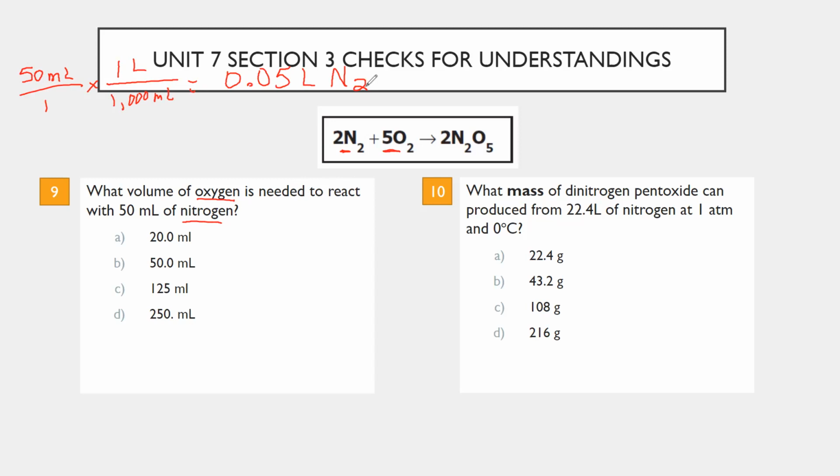And from there, how many moles are in 0.05 liters? Remember, go back to our 1 mole is equal to 22.4 liters. Okay, so you can't forget that. So we have 0.05 liters times, there's 22.4 liters in every mole. So if you do the math on that one, you're going to end up with 0.0022 moles.